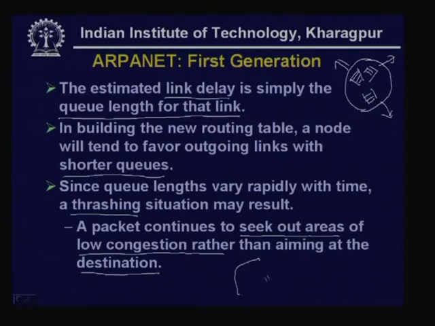So suppose this is part of the subnet, and this is part of the subnet. Initially, in this part of the subnet, the packets are forwarded in this direction because of the smaller queue. So there will be congestion here, and whenever it is found that the queue length has increased, packets are forwarded in this direction, so there will be congestion here. So instead of going towards the destination, and this condition is known as thrashing, as I have told. So this is the problem that can arise in the ARPANET first generation network.